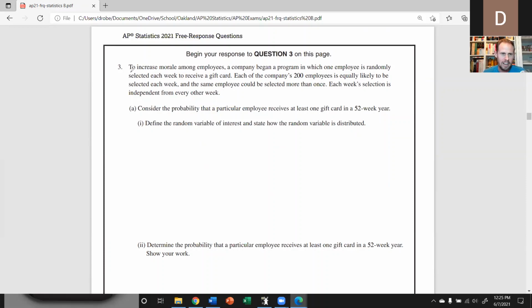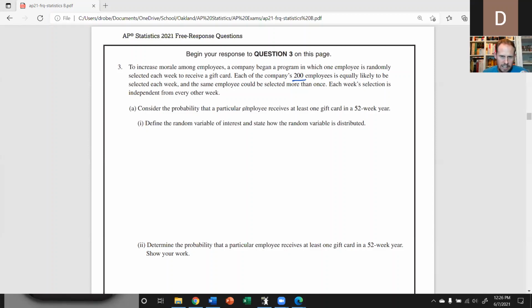There's your random sample. All right, number 3: to increase morale among employees, a company began a program in which one employee is randomly selected each week to receive a gift card. Each of the company's 200 employees is equally likely to be selected each week, and the same employee could be selected more than once. Each week's selection is independent from every other week. Okay, well, that's true because everybody's name is going back in, it sounds like.